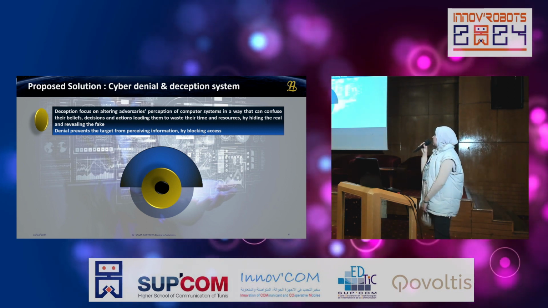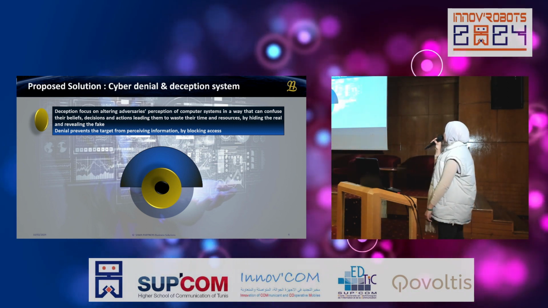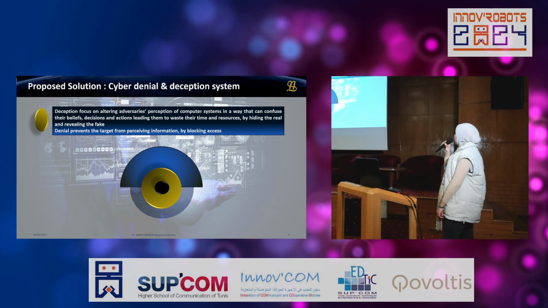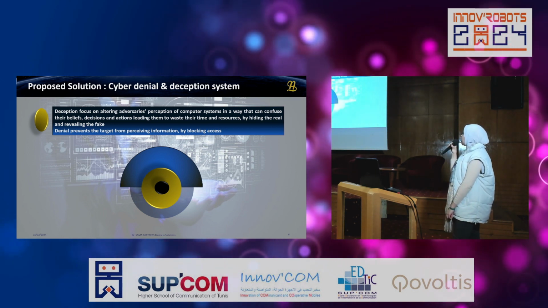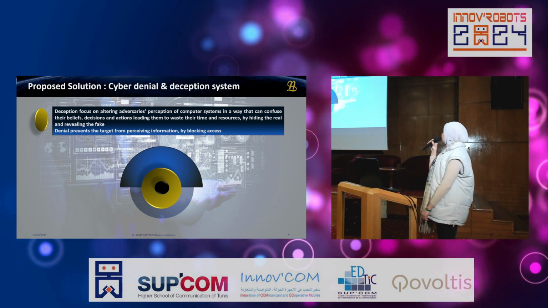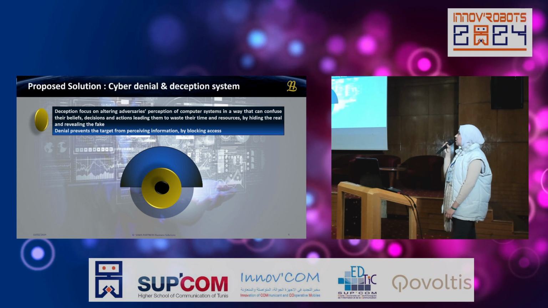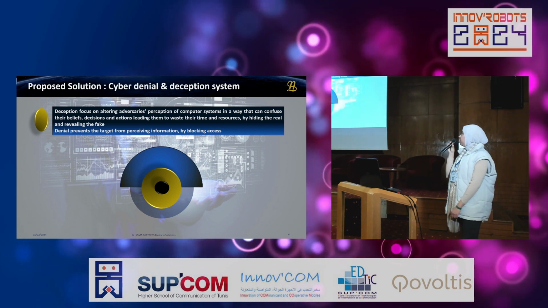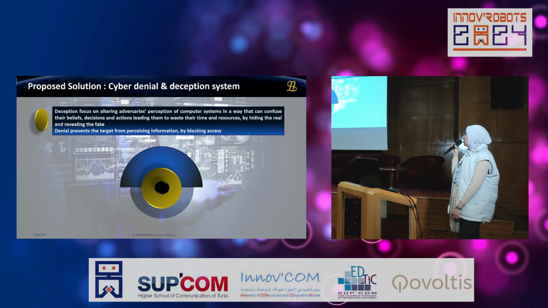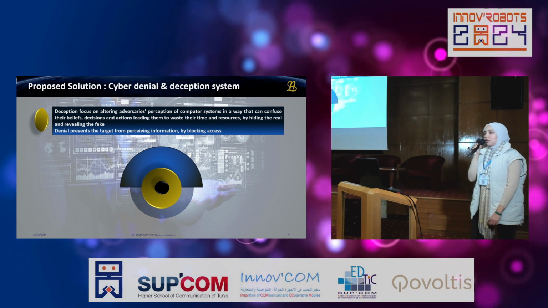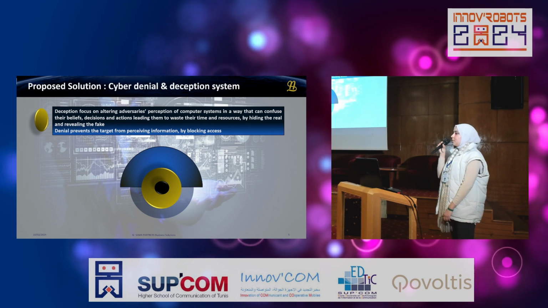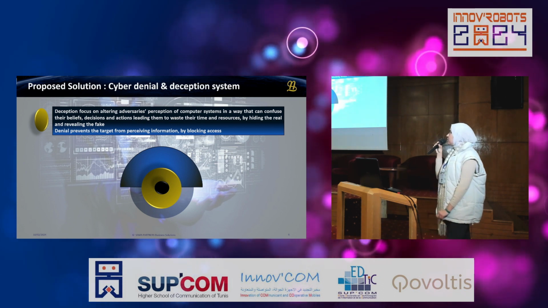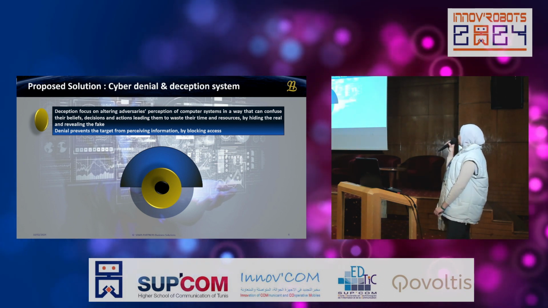So now let me define this system. Cyber denial and cyber deception focus on altering adversaries' perception of a computer system in a way that can confuse their belief, decision, and action, leading them to waste their time and resources. So the idea behind cyber deception is to hide the real and reveal the fake. We need to hide the real assets in our information system, the real files, the real valuable data, and reveal the fake. We can make fake information like honeypots, fake files, and others. And the idea behind denial is to prevent the target from perceiving information, mainly by blocking access.